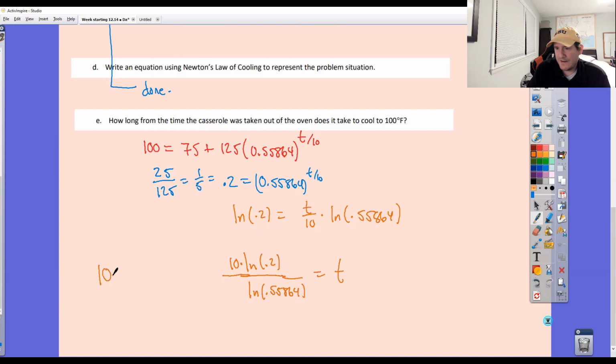We would have had 10 times log base 0.55864 of 0.2. If you have a calculator that can't do these logs anyway, then you may as well just take ln of both sides all the time. And then you'll basically have the change of base formula built right into your algebra anyway. You're going to land directly on the expression that you need to put in your calculator. So it's kind of convenient.